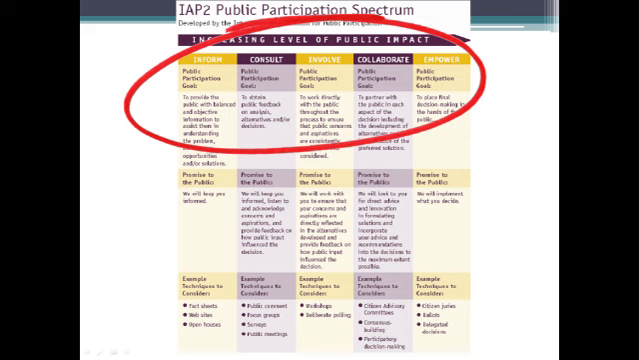So from the inform stage, we'll let you know what's going on. We'll keep you informed. Next, moving to the consult stage, it's about saying, we'll get your feedback. At the involve stage, it's saying, we'll get your feedback and we'll be incorporating it and letting you know how much it's influenced the final decision.